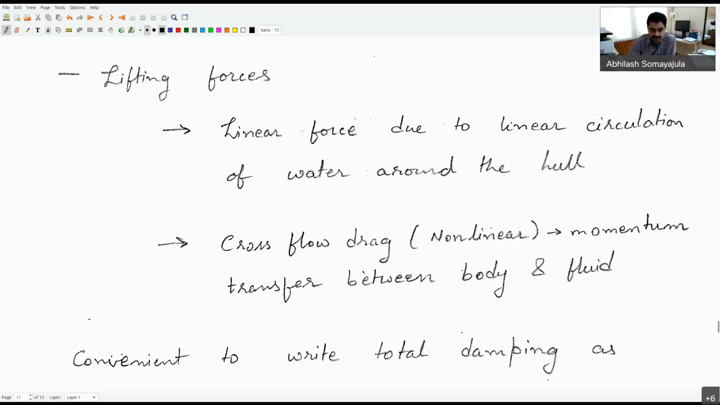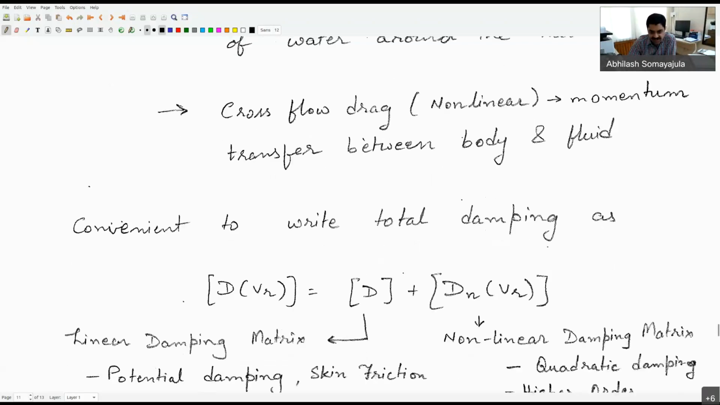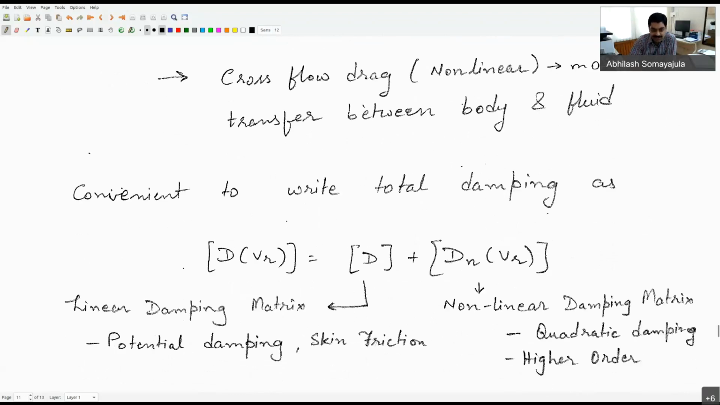Again, these so-called lifting forces can be linear or non-linear in nature, depending on what is causing them. So in general, we can write that the total damping matrix can be approximated as some linear damping matrix D plus a non-linear damping matrix Dn, where n stands for the non-linear component. Okay, and it can include terms which are quadratic in nature or even higher order in nature. And the linear damping usually gets contributed to by the potential damping or the skin friction due to the laminar portion of the boundary layer.